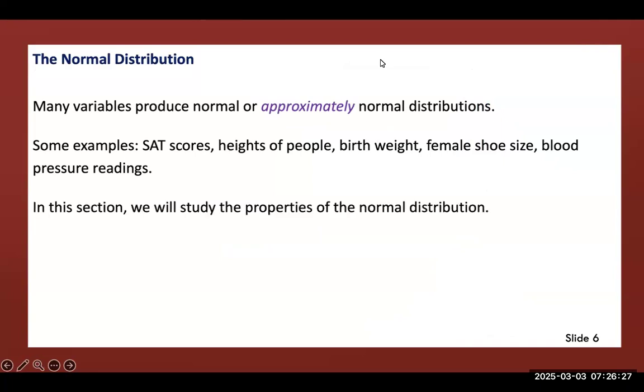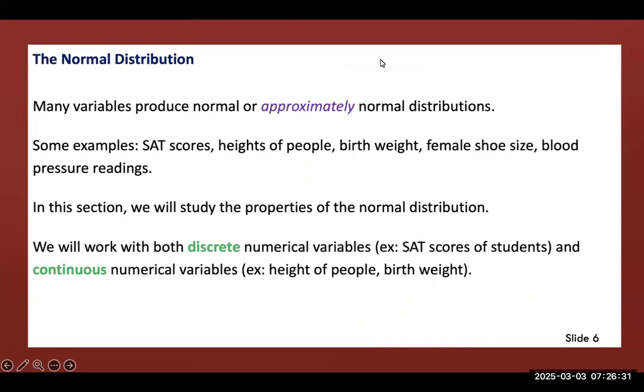In this section, we're going to study the properties of the normal distribution. And we're going to work with both discrete numerical variables like SAT scores and continuous numerical variables like heights of people and birth weight.